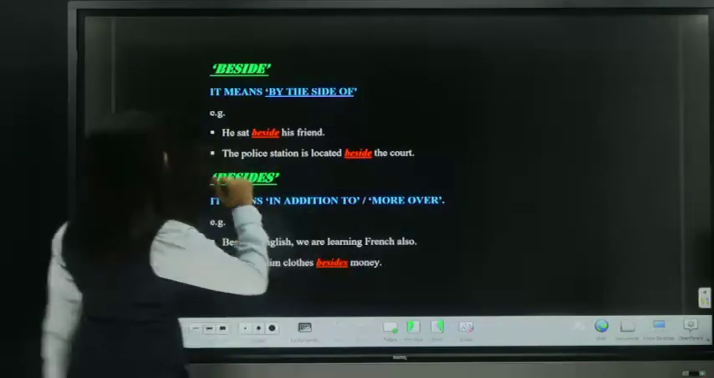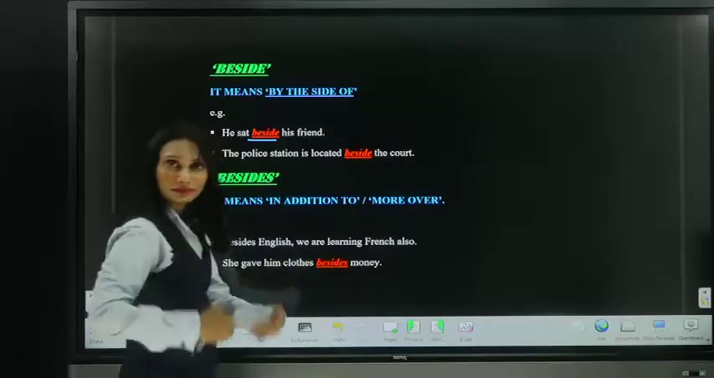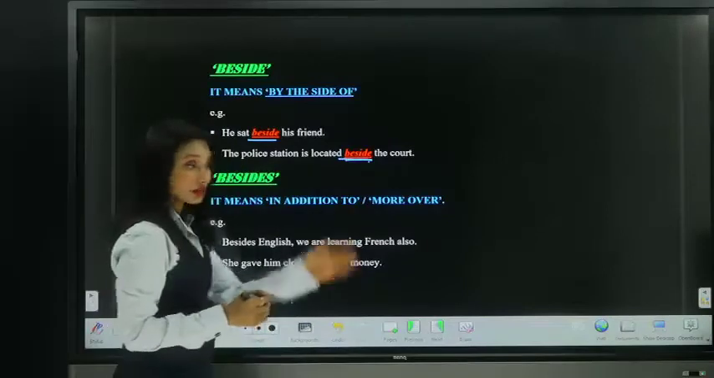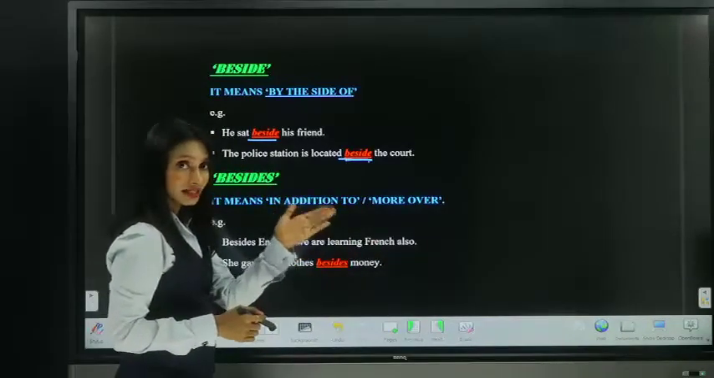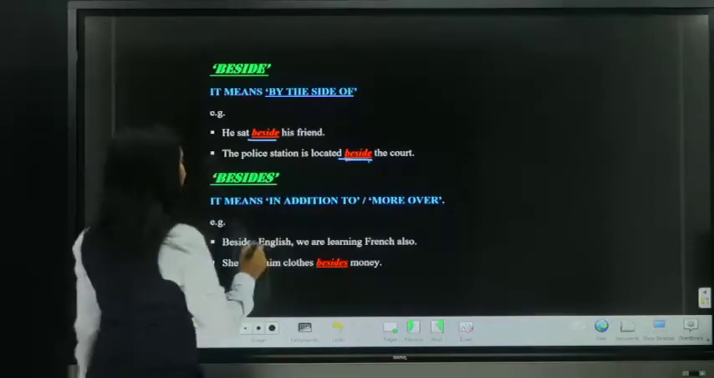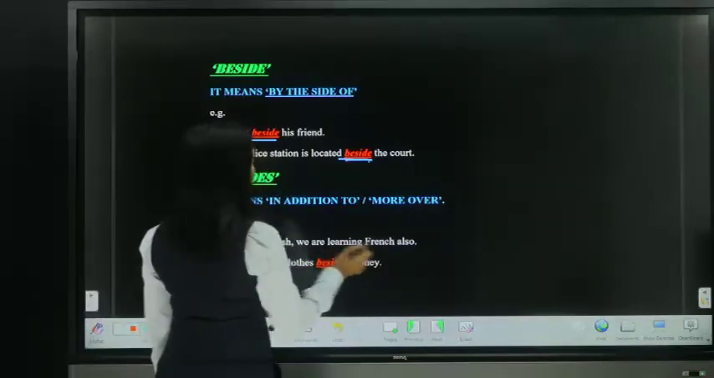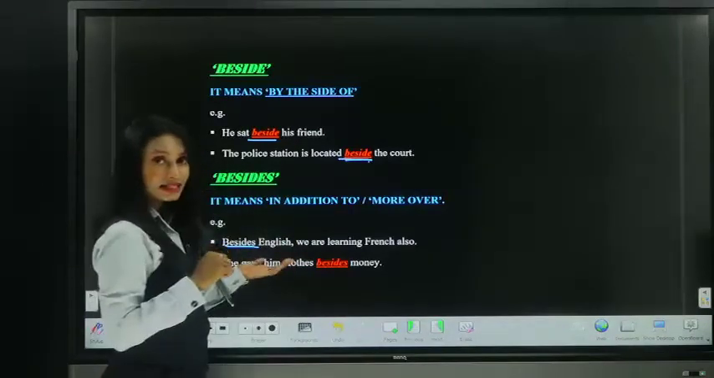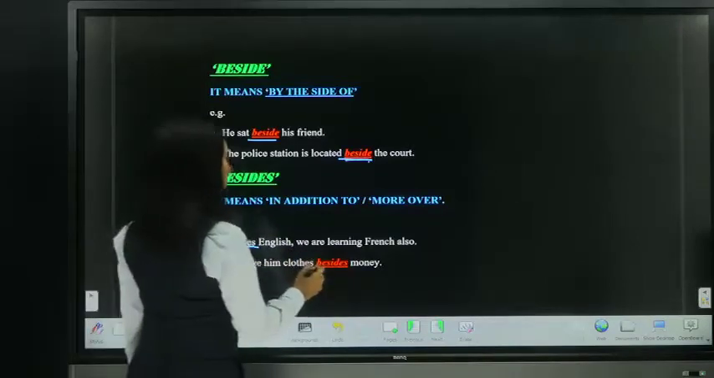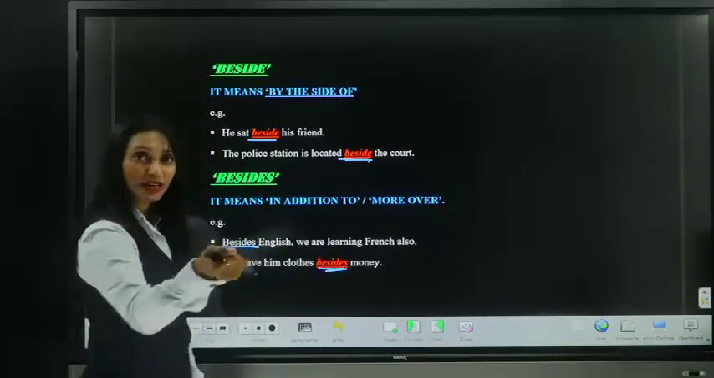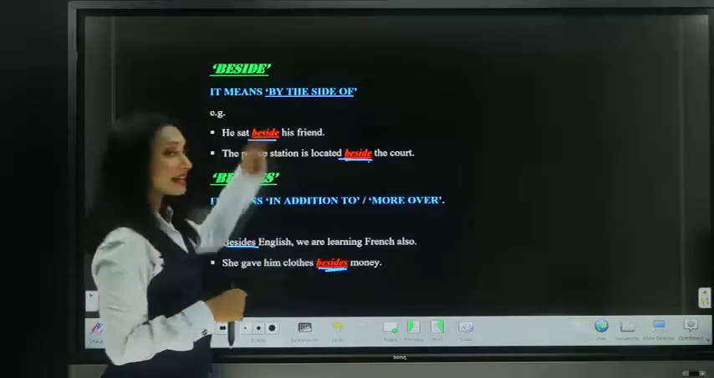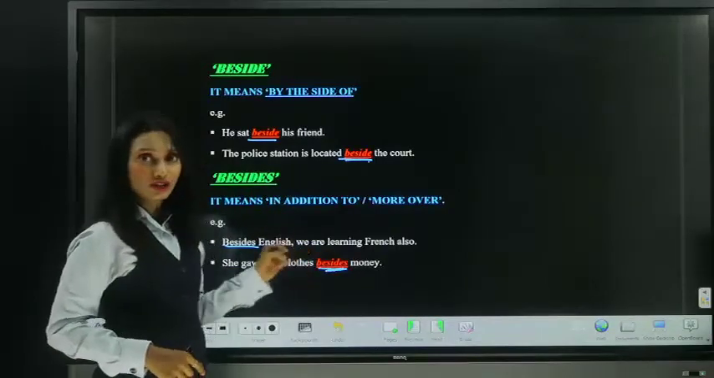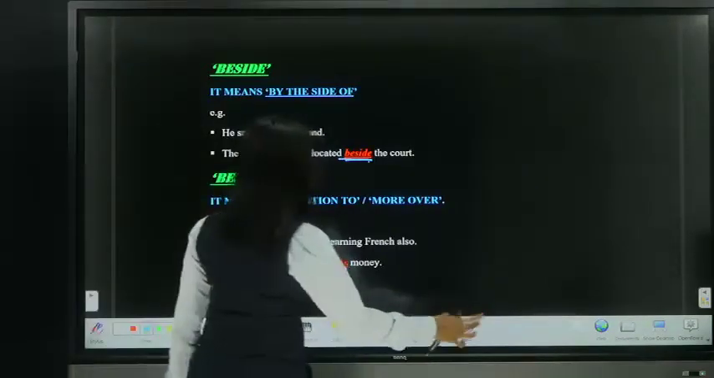For example, he sat beside his friend. By the side of his friend. The police station is located beside the court, by the side of the court. So it indicates by the side of. Besides English, we are learning French also. Here besides means in addition to. She gave him clothes besides money. In addition to money, she gave him clothes. So beside, by the side of, besides, in addition to, moreover, extra. Now look at the next one.